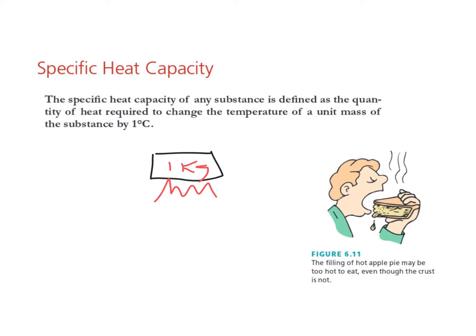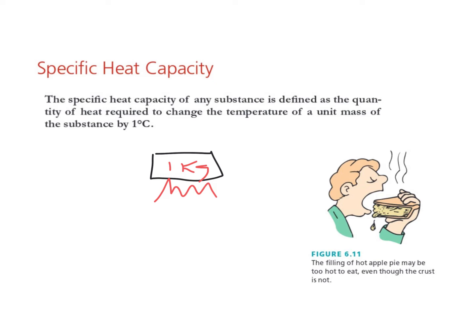And so you grab your fork and you take a bite of pie, and when you put it in your mouth, you burn your tongue and you burn the roof of your mouth. Why is that? It's because the apple pie filling has a different specific heat capacity than the crust. What does the specific heat capacity tell you? It tells you how much heat it takes to raise the temperature of something by a certain temperature.